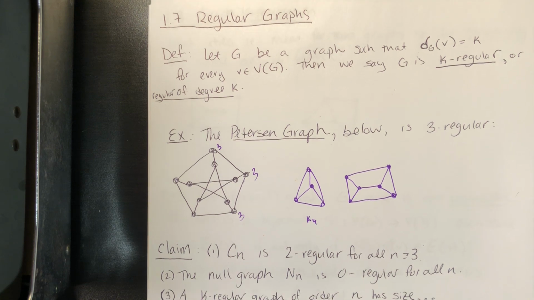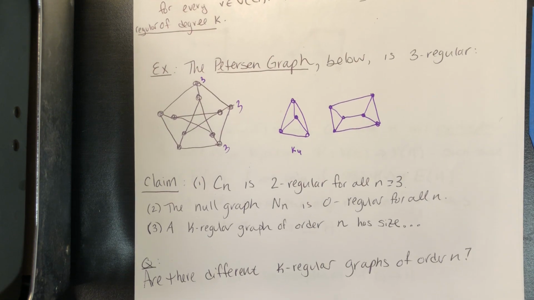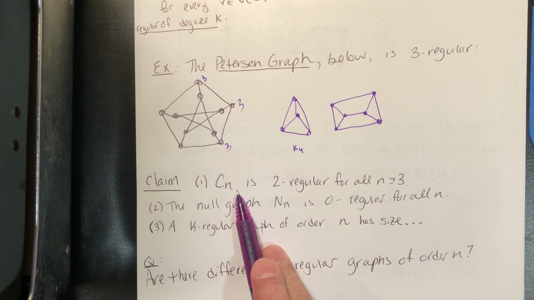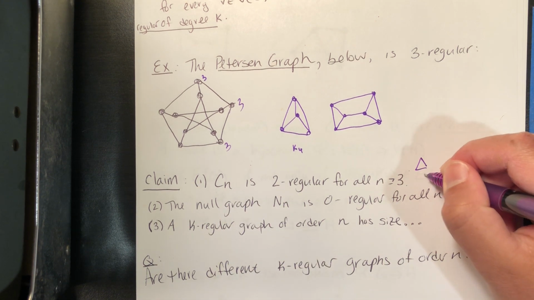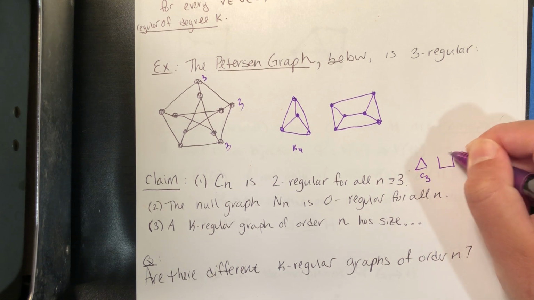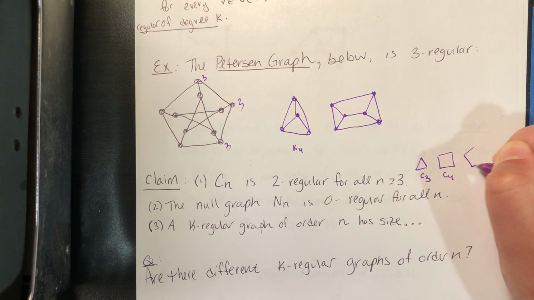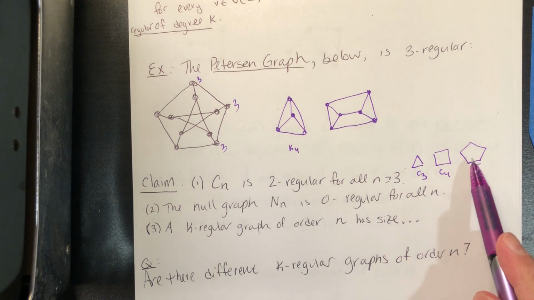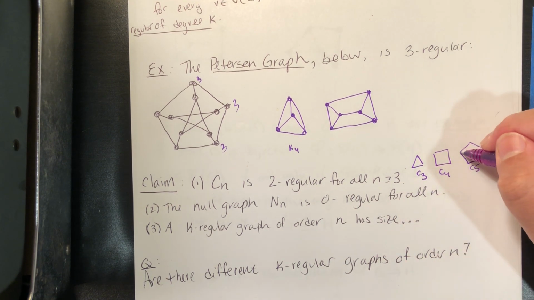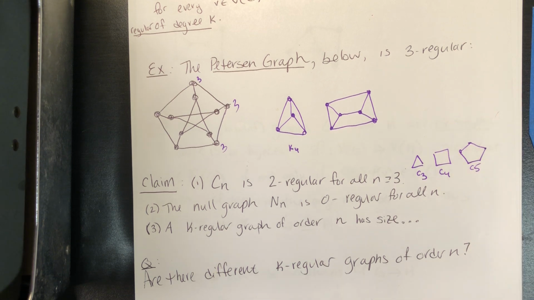There are a couple of quick results that are pretty easy to prove. Every cycle graph, Cn, is going to be 2-regular. This is pretty clear to see. This is C3, this is C4, this is C5. Just by the definition of this graph, it's pretty clear that it's going to be 2-regular, that every vertex has degree 2.